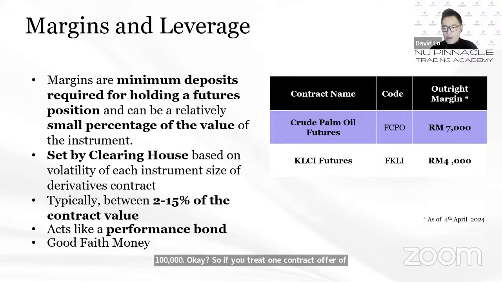And what are you using? You are using only 7,000 ringgit to move 100,000 ringgit worth of palm oil. So that's called leverage. 7,000 out of 100,000 is even less than 10%.